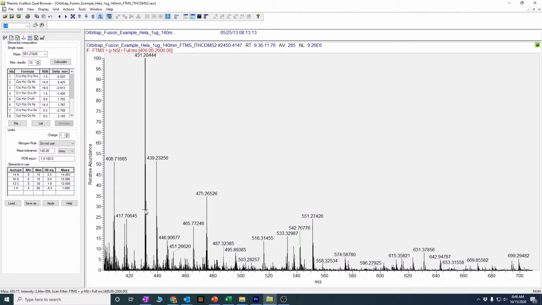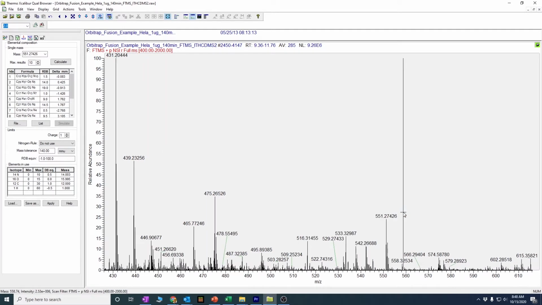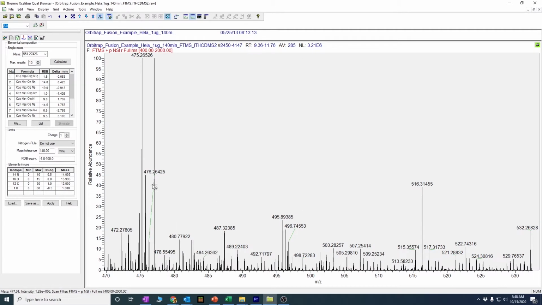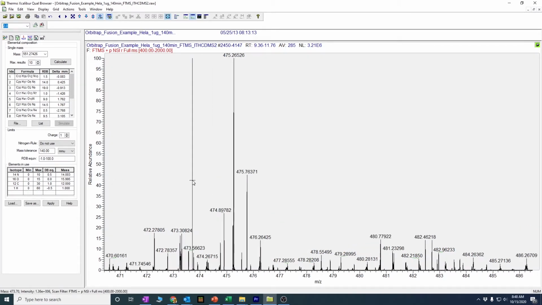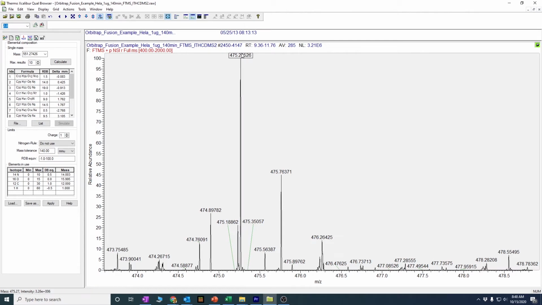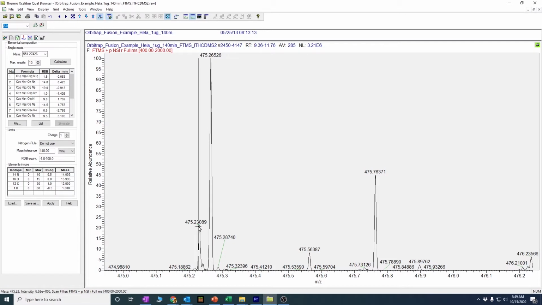So if you zoom in here, it looks like, oh, there's a bunch of noise and stuff, but they are real peaks. You can keep zooming and zooming, and you can see it can clearly distinguish these two peaks: 475.26526 from 475.18862 from 475.23089. So you get tons and tons of information from these. If you have complicated mixtures, your separations don't need to be as good, and you can get tons and tons of peaks, and you can get information from all those peaks.